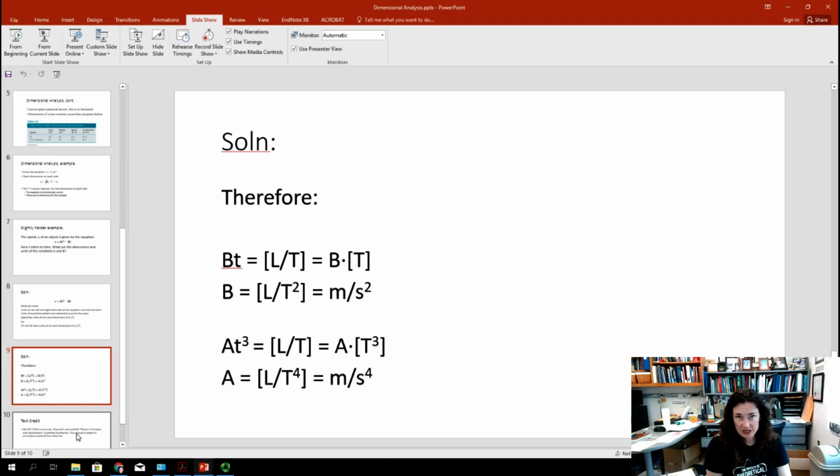Next, let's look at at cubed. Let's figure out what the units have to be on that. Okay, so we know that at cubed, just like every other bit in that equation, has to have dimensions of length per time. We know that t cubed is time cubed, so that means that at cubed is a times time cubed. So now we can divide both sides of that out by time cubed and solve for the dimensions of a. And that gives us that a is equal to length per time to the fourth power. And if you put that in terms of the SI units, that would be meters per second to the fourth power. Okay? All right.